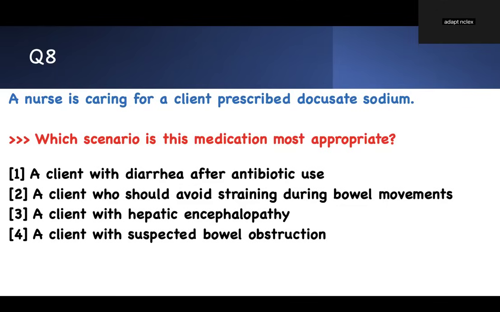A client with hepatic encephalopathy, we give you what? Lactulose, not docusate. A client with suspected bowel obstruction, we don't give you a stool softener. We've got to relieve the obstruction. So which one is the most appropriate?